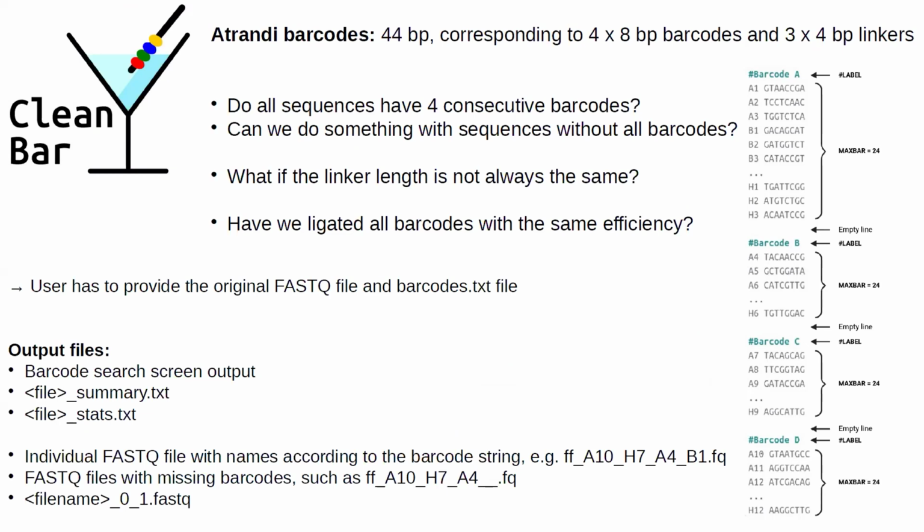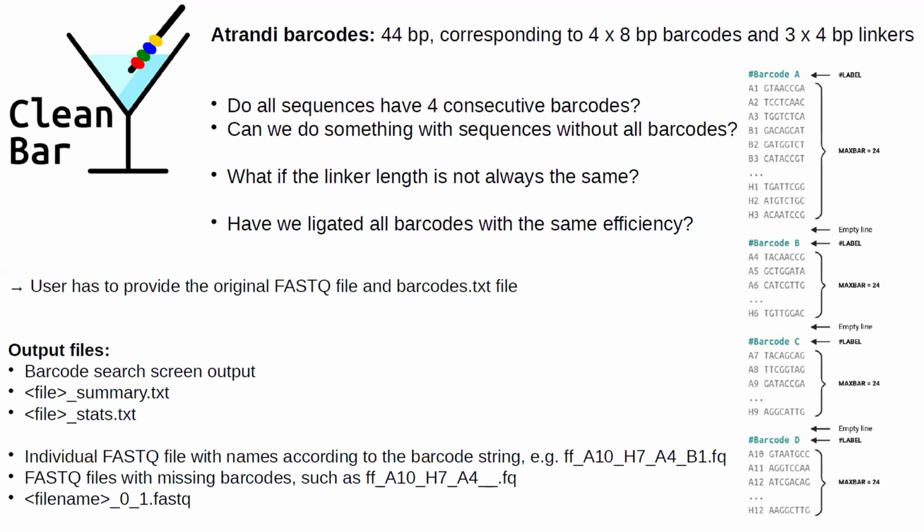So now this program works like this: you have your original FASTQ file, which is produced by your sequencing platform, and then you have to provide a barcode list, which is a simple text file. And you will get output files. There is the output of the search that is visualized on your screen, and you get summaries, tables and statistics on the proportion of the barcodes and the length of the linkers and so on, to make sure that everything was done correctly. And then obviously the objective is to get the demultiplexed files.